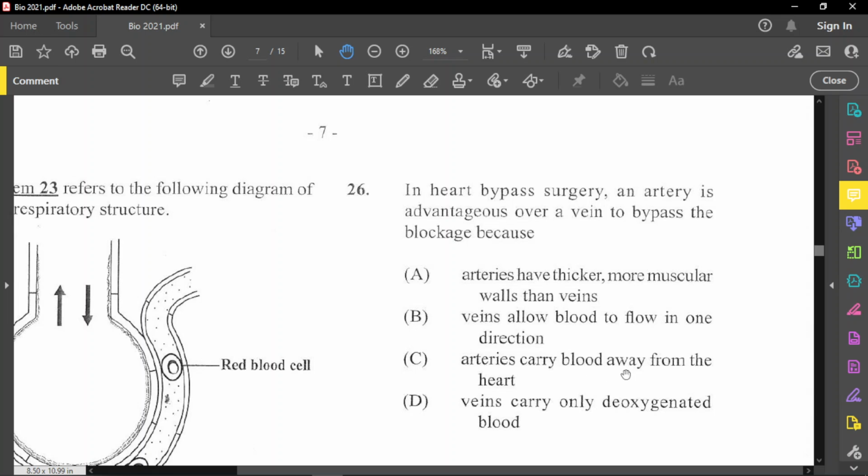Arteries carry blood away from the heart, and that's not the reason why you're going to do this. For heart bypass surgery, it's better to use an artery because it's more muscular and thicker, easier to take blood under higher pressure, and even easier to work on in terms of doing surgery. So A is our option right there.